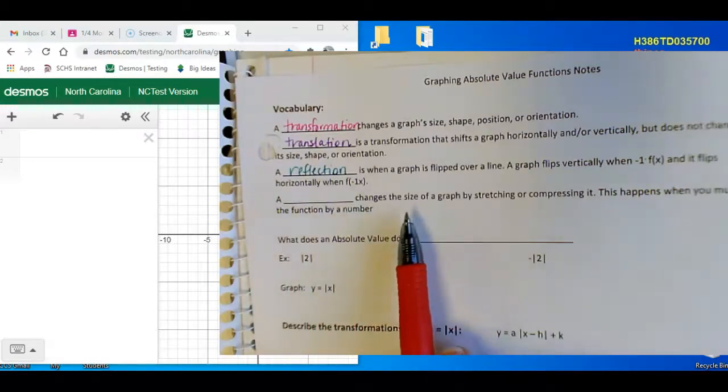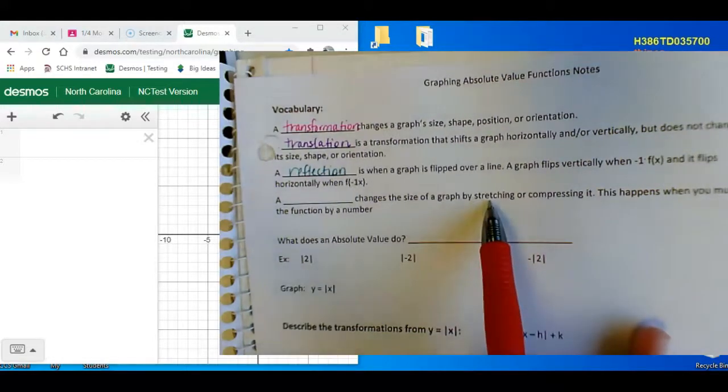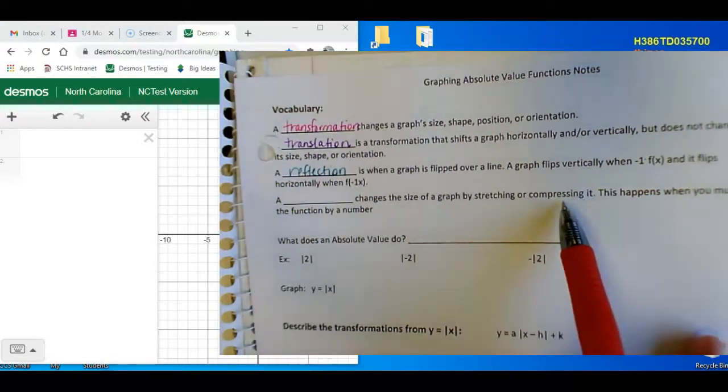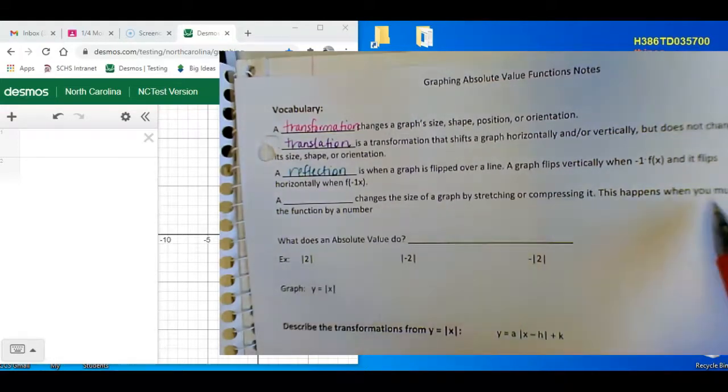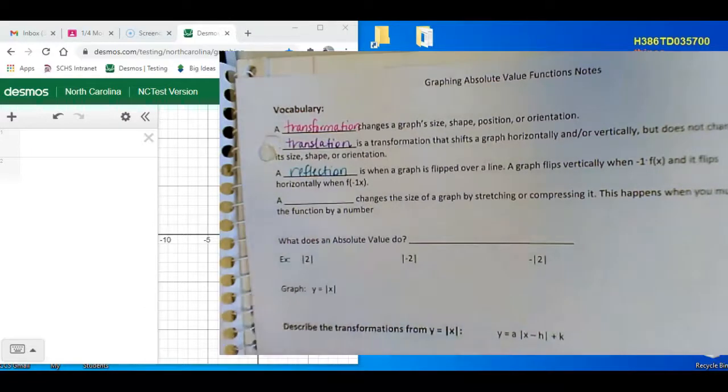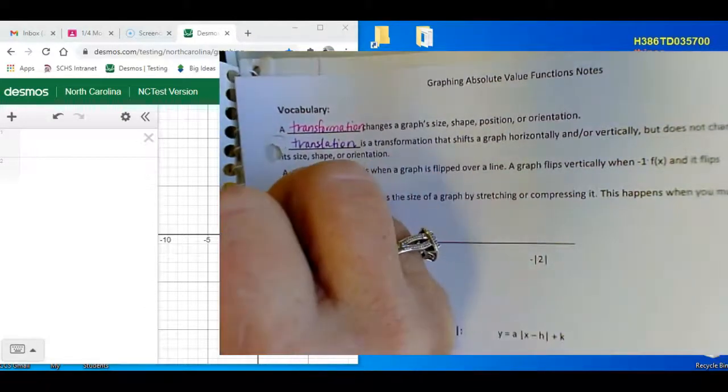Next one says that we want to change the size of the graph. So you have a graph and you want to make it bigger or you want to make it smaller. Stretching is making it bigger, compressing is making it smaller. But it depends on the graph, and I'll explain that in a little bit. It happens when you multiply the function by a number. This is called a dilation.